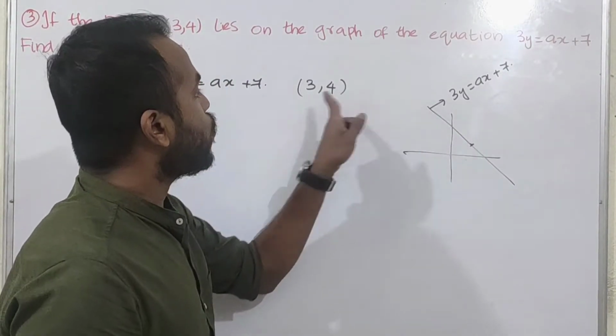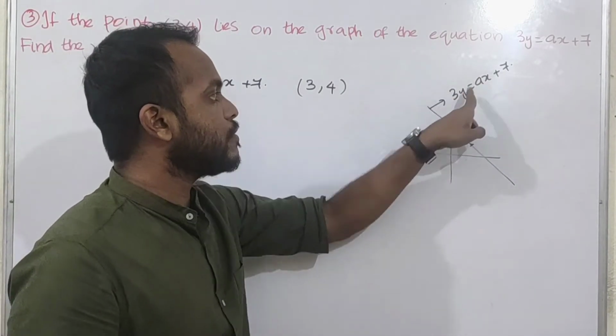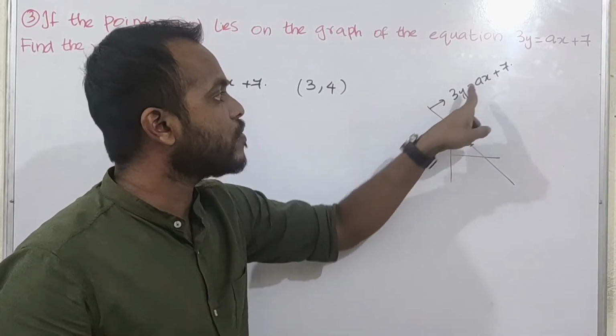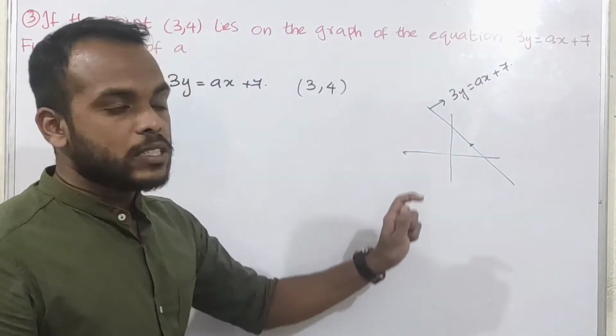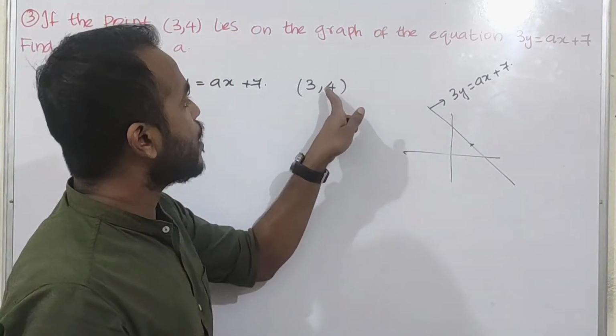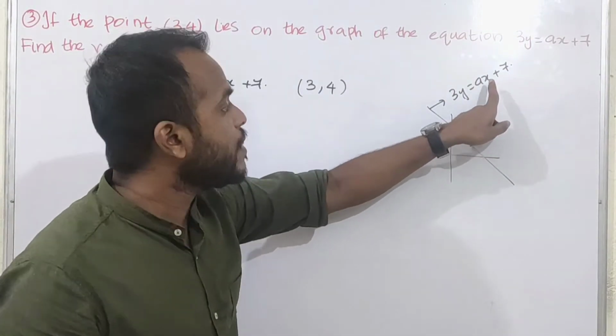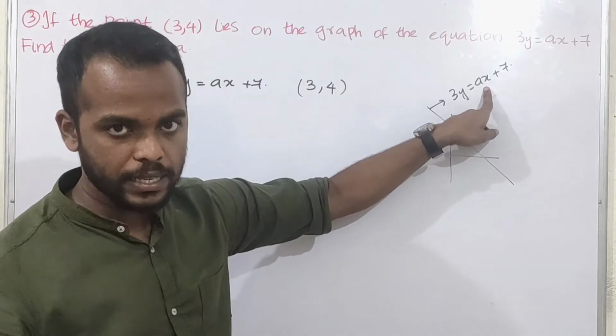If (3,4) is a point on this line, this equation will be satisfied by this point, or this will be a solution of this particular straight line. So if you put x is equal to 3 and y is equal to 4, this equation will be true. And we have just an unknown quantity which can be easily found.